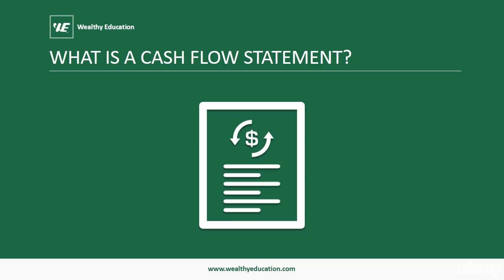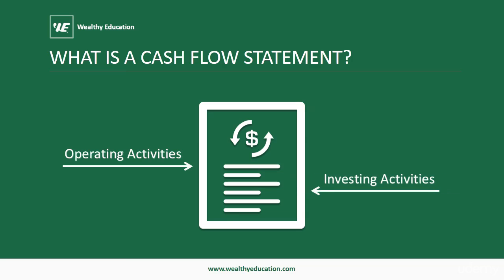On the statement of cash flow, there are three main components. The first component is the cash flow provided by operating activities. The second is the cash flow from investing activities. And the last component is the cash flow from the financing activities. The cash flow statement will tell you how the cash enters and leaves the business through its operating, investing, and financing activities.